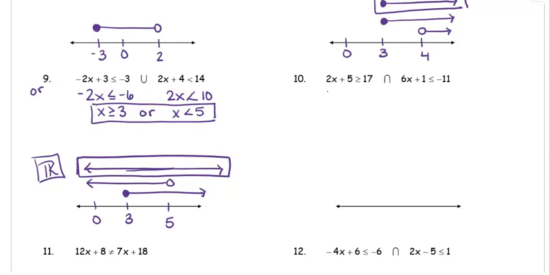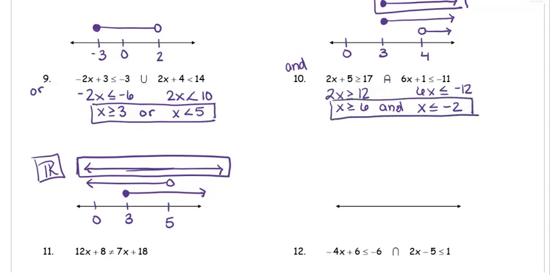Take a look at 10. Let's go ahead and solve this one. I have 2x is greater than or equal to 12, which makes x greater than or equal to 6. Notice I can turn that into an A, which means that this is an AND statement. So x is greater than or equal to 6, and 6x is less than or equal to a negative 12, which means x is going to be less than or equal to a negative 2.